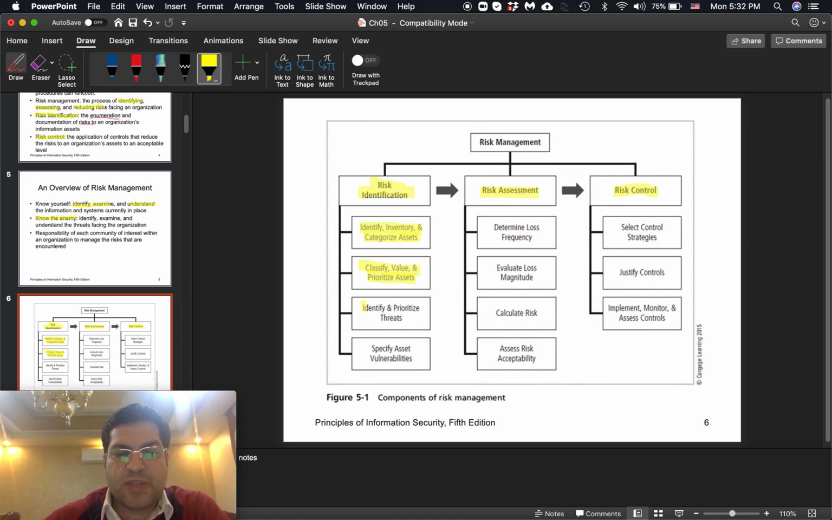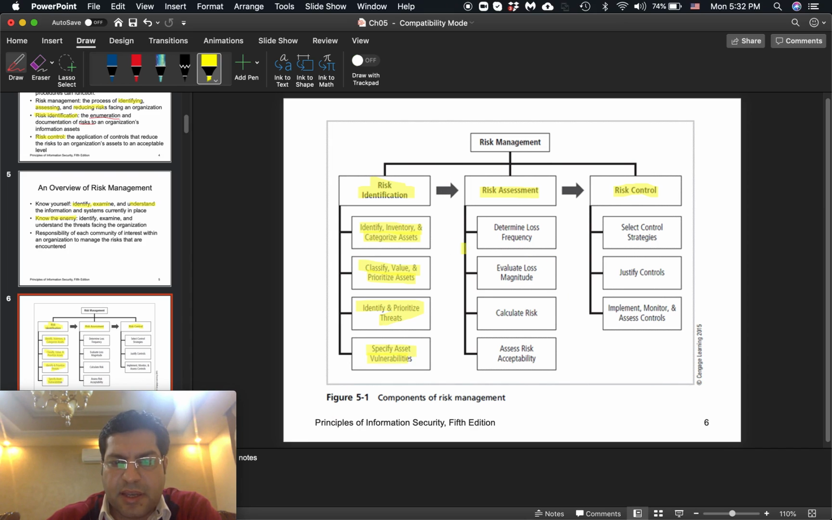And after that, we need to identify and prioritize the threats. So when we enumerate the information assets that we have, now we need to look at the threats that face these devices or these assets. And finally, we need to specify assets and vulnerabilities.